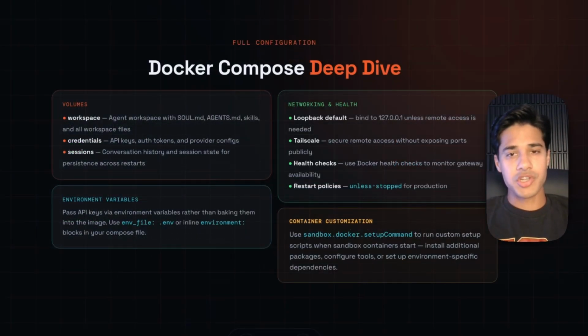Now let's walk through production-grade compose configuration, because the quick start version I showed earlier is minimal. Volumes break down into three categories. Workspace volumes for your agent files, so your soul, agents, skills, everything in the workspace directory. Credential volumes for the API keys, auth tokens, and provider configurations, and session volumes for conversation history and session state, so your agent doesn't lose context when you restart the container.